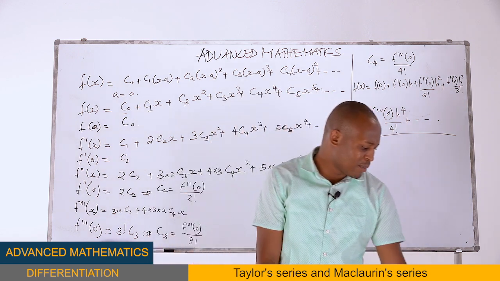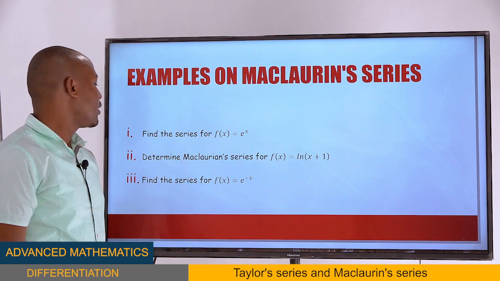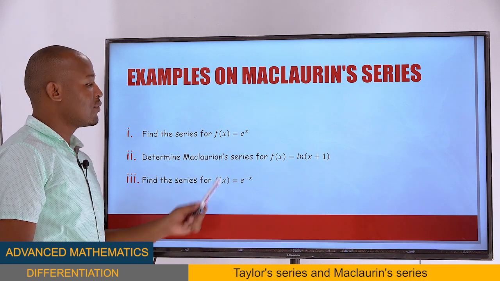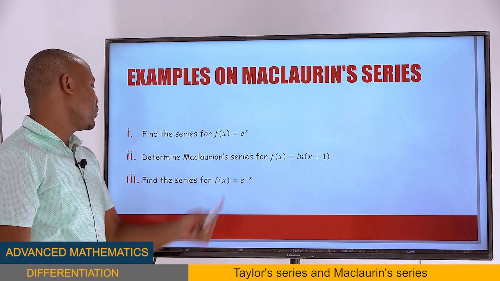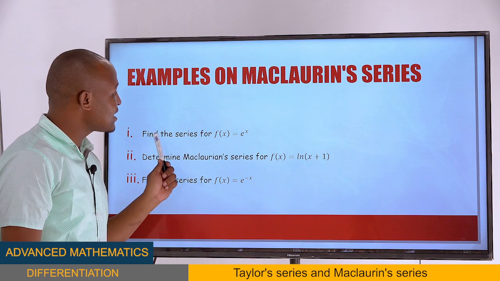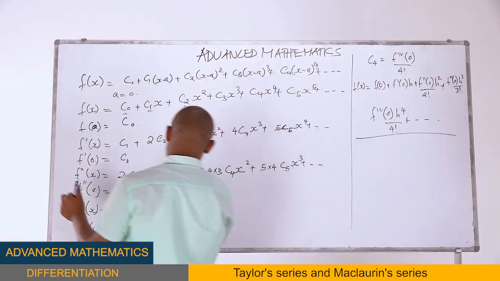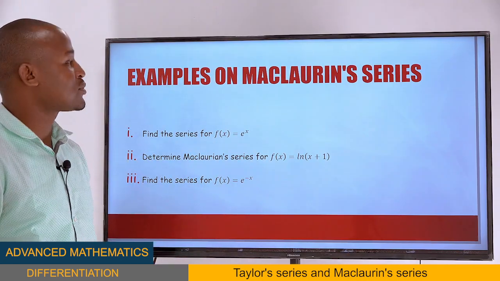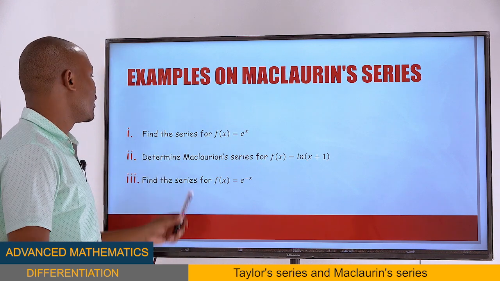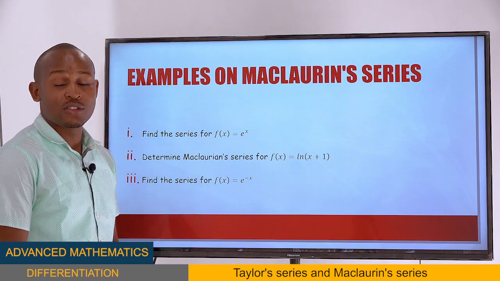Now let's see one of the examples. We've been told to find the series for f of x equals e raised to x. How do we do that? It's quite the same. If the question is like that, you are supposed to use the Maclaurin series and express that as a series. We have a few examples that require the Maclaurin series, and example number 1 says find the series for f of x equals e raised to x.